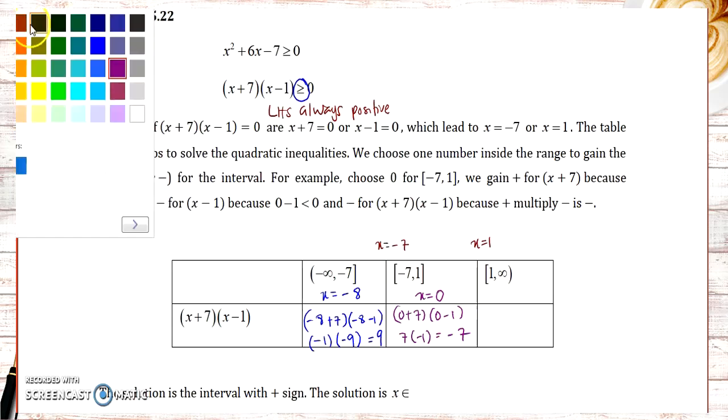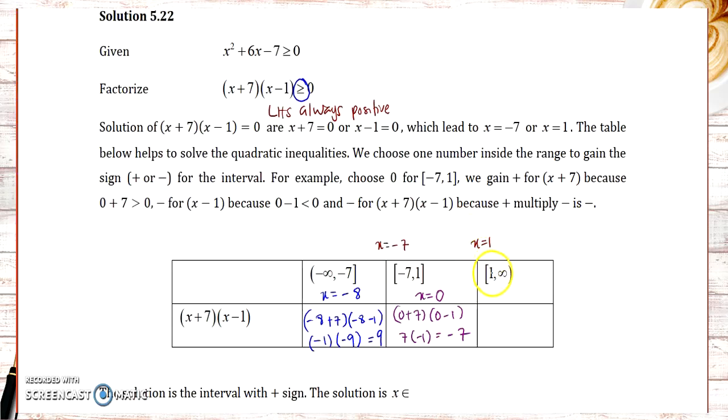For the last interval, we have from 1 until infinity. So let's choose x equals 2. Substitute: 2 plus 7 and also 2 minus 1. So we have 9 times 1, which is 9.